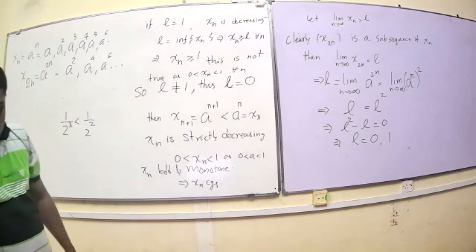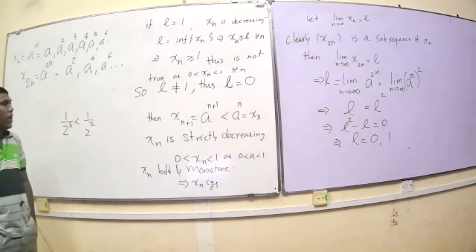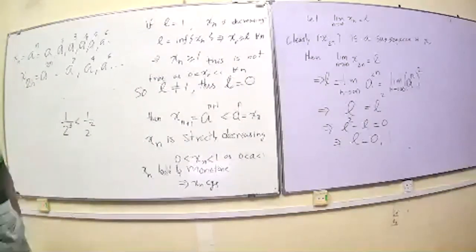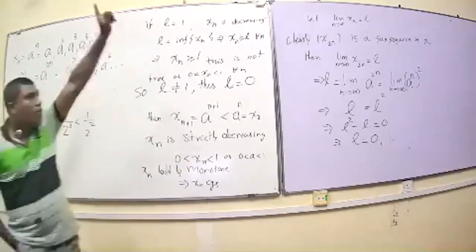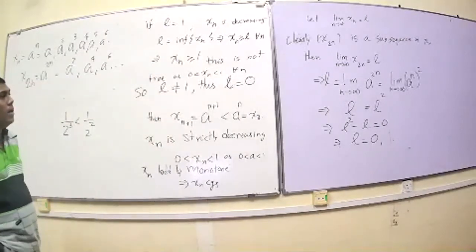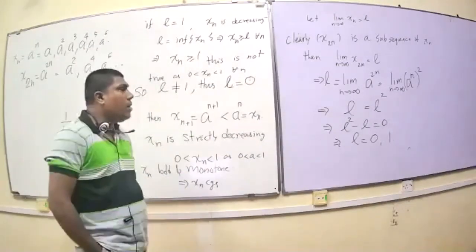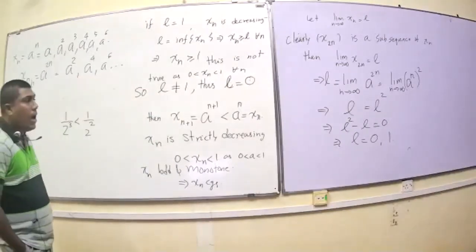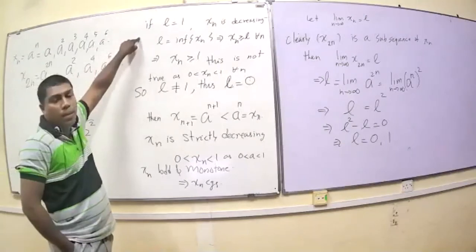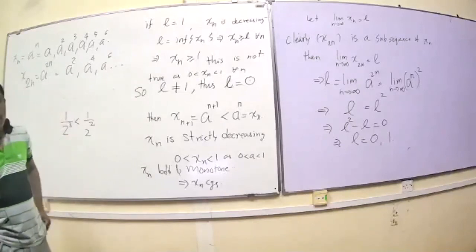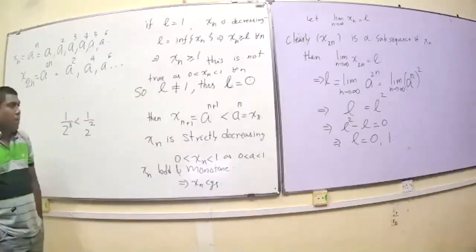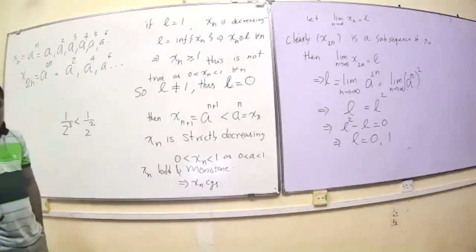So that is what we wanted to show. We wanted to show that the limit is 0. In this example, you can see that we use all the results we studied so far, right? We show the monotone convergence theorem. We use the results on limits, the results on the limit of a product of sequences, and then we use the infimum property of the limit. And then we get the contradiction. So this is an example of how you can use all the results you studied in one exercise.